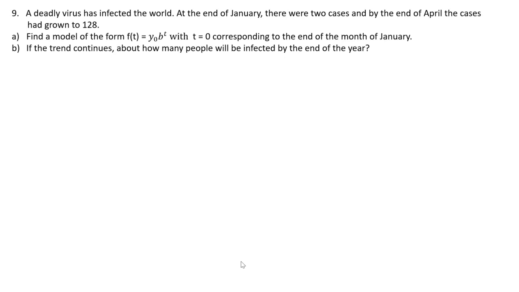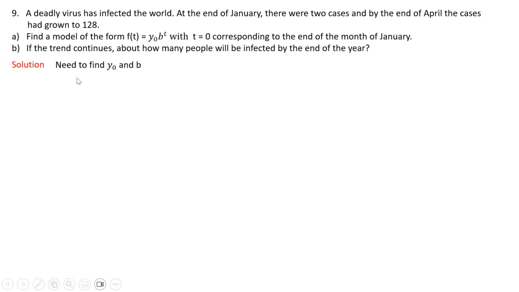It says a deadly virus has infected the world. At the end of January, there were 2 cases, and by the end of April, the cases had grown to 128. So for the A part, find a model of the form f of t equals y naught times b to the t power, with t equals 0 corresponding to the end of the month of January. And if the trend continues, about how many people will be infected by the end of the year?